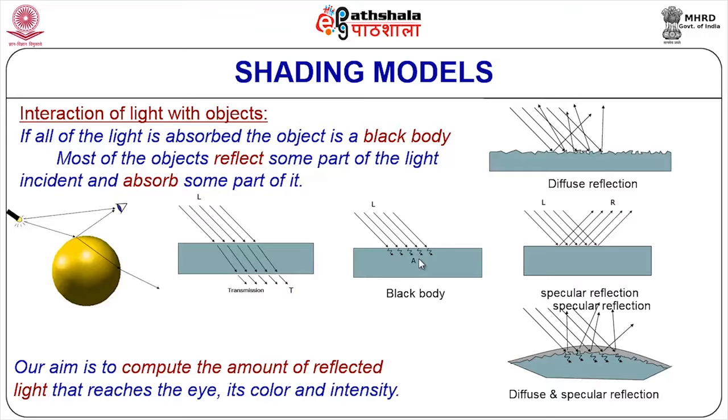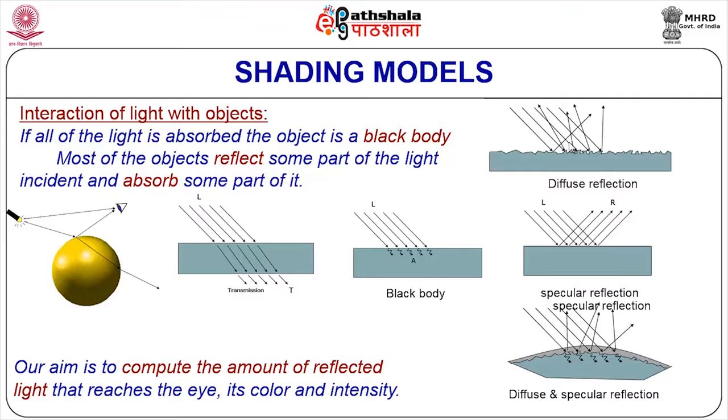Unlike that, we have another kind of object where the surface of the object is imagined to be very rough, made up of a very rough, textured kind of surface. When light is incident, some light is absorbed, and some light is reflected in multiple directions. That is called diffuse reflection. So a part of the light is absorbed and some part of the light gets reflected in all directions equally.